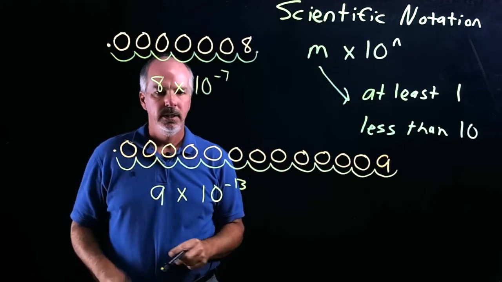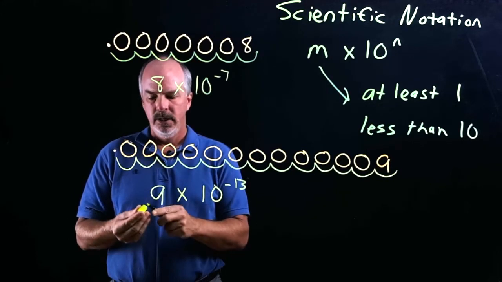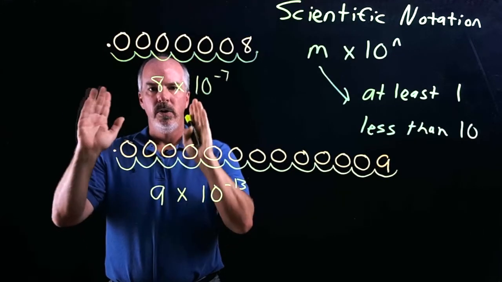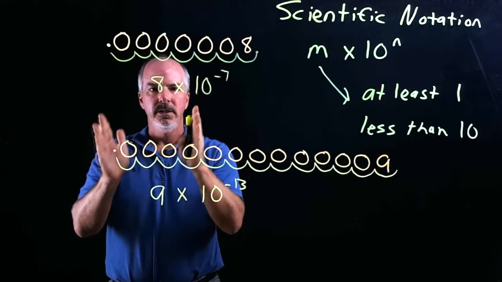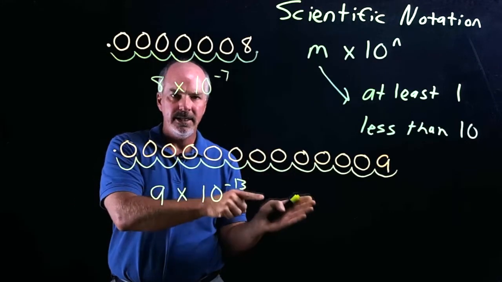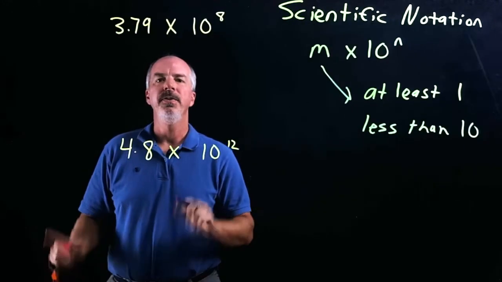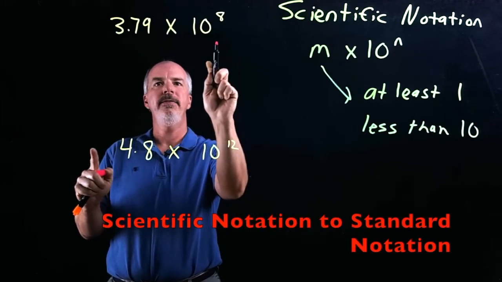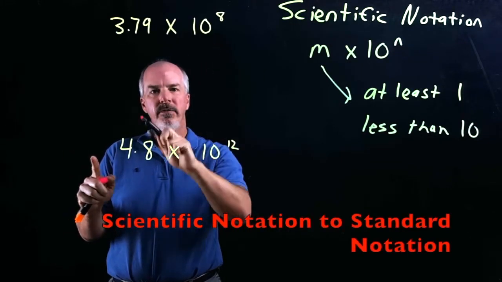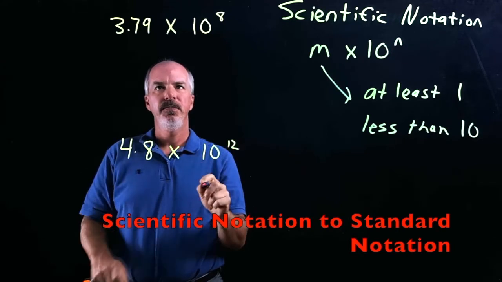All right? Now, we went from standard to scientific. Now let's learn how to go from scientific to standard. Okay, so in this example, we're starting out in scientific notation, and we're going to convert it to standard notation. Okay, so how do we do that?